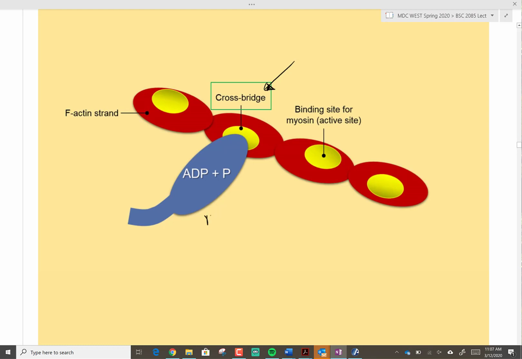Cross bridge. So you have a myosin head moving and binding to actin. We call that a cross bridge. So we needed to first create what? A cross bridge. If not, the sliding filament theory of contracting my muscle would never happen.